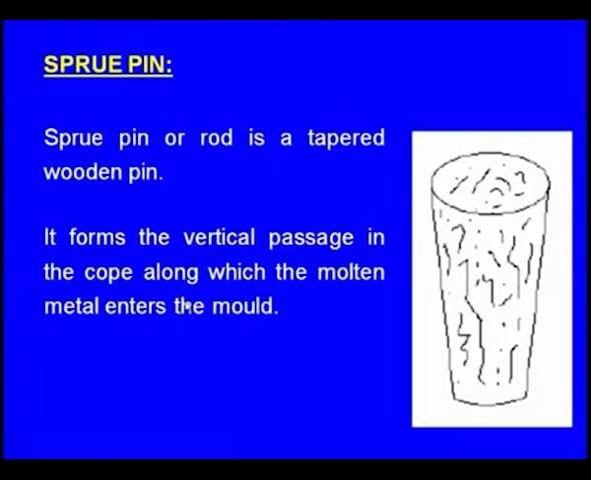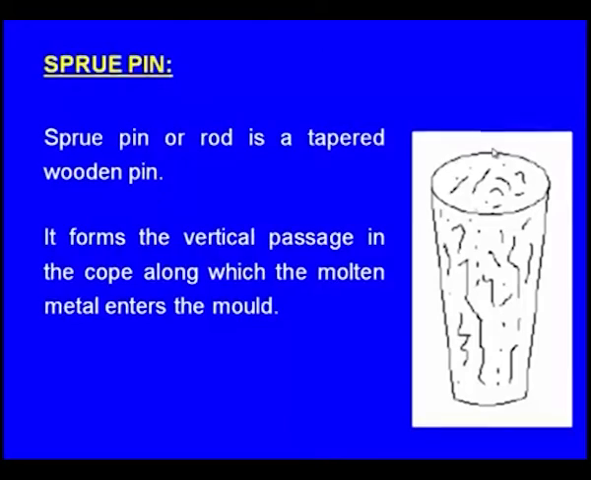Next one, the sprue pin. Sprue pin or sprue rod is a tapered wooden pin. You can see it is tapered here. What is the purpose of this sprue pin? Sometime back we have seen that the molten metal is poured into the sprue cup or the sprue basin, then it passes through the vertical passage known as the sprue. We have to create this vertical passage by using the sprue pin, right. So, it forms the vertical passage in the cope along which the molten metal enters the mold.